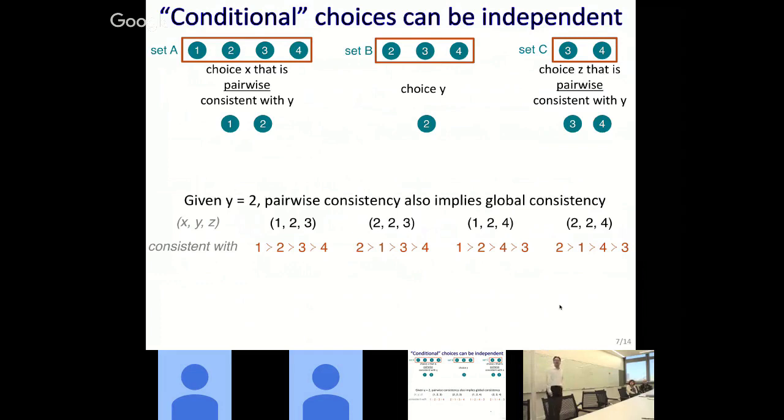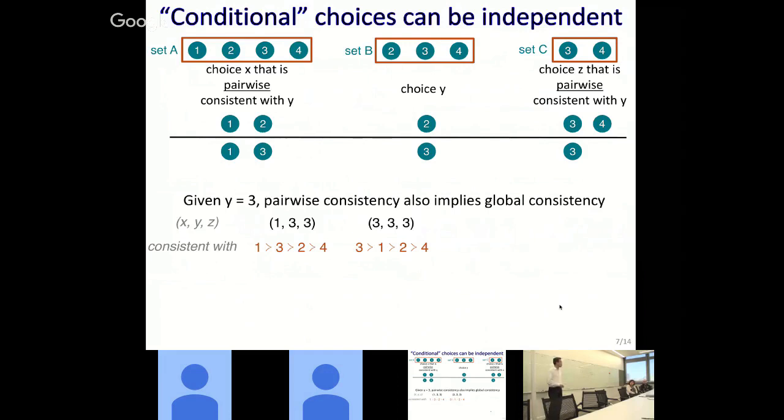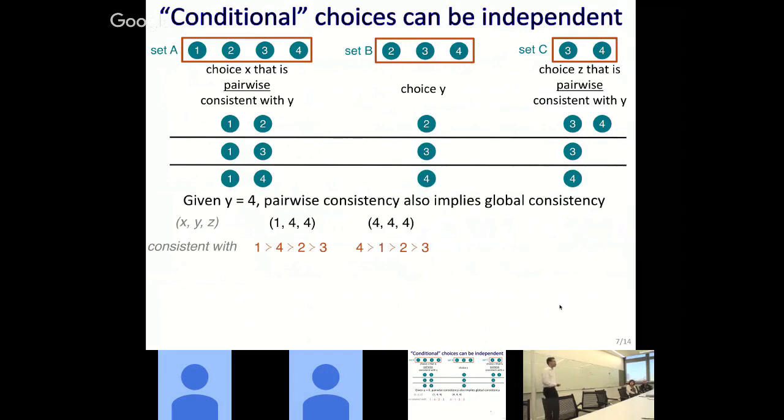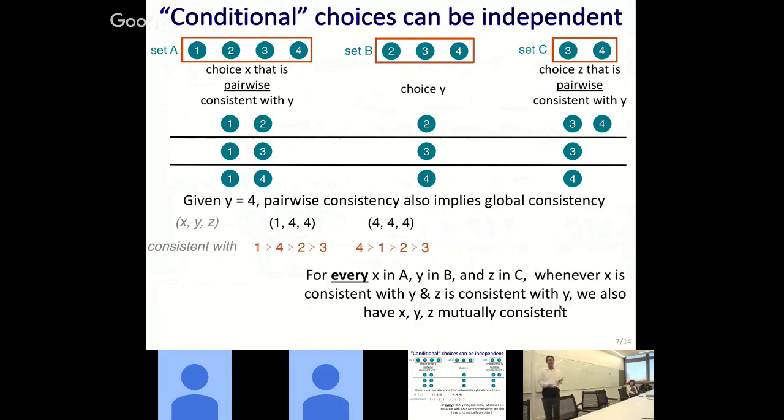Now, this is not true only for Y equal 2. The same observation is also true for Y equal 3, and it's also true for Y equal 4. Always. And so what we have observed in this simple example is really a remarkable property, which is that for every choice X in A, Y in B, and Z in C, whenever you have pairwise consistency between X and Y and Z, the triplet X, Y, Z is also globally consistent. And it's true here. This property that we found here is what we call rational separation.